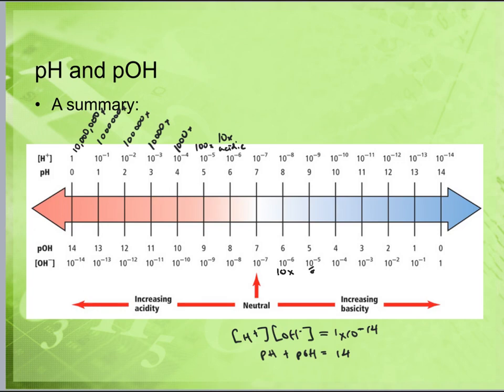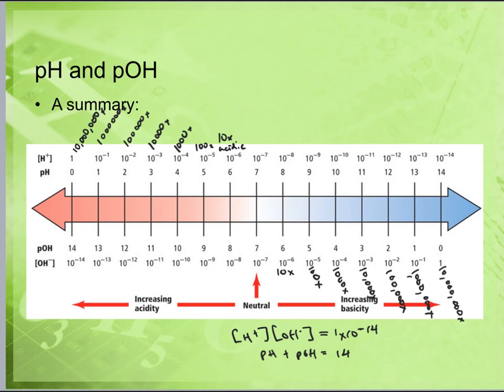A pH of 9 is 100 times more basic. A pH of 10 is 1,000 times more basic. A pH of 11 is 10,000 times more basic. 12 is 100,000, right? 13 is 1,000,000. And a pH of 14 is 10 million times more basic than a pH of 7.